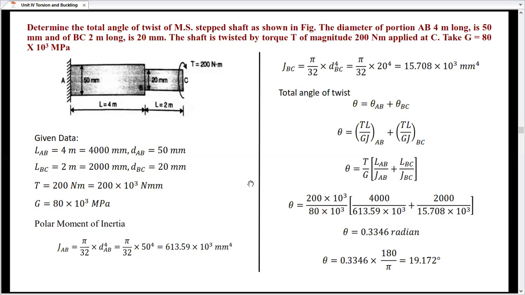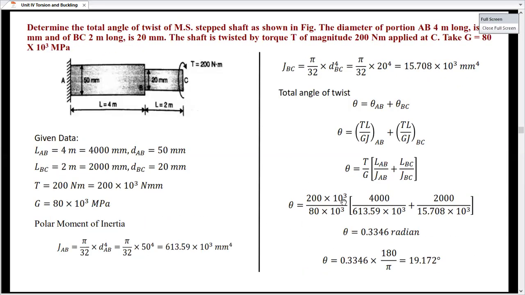So torque value, now look at the direction. They have taken clockwise. If you apply the right hand thumb rule from this side, the curl of the fingers will indicate the direction of rotation, and the direction of rotation is anti-clockwise. So this anti-clockwise direction they have taken as positive, clockwise as negative. So it is towards the shaft. So torque value is positive, 200 into 10 raised to 3.